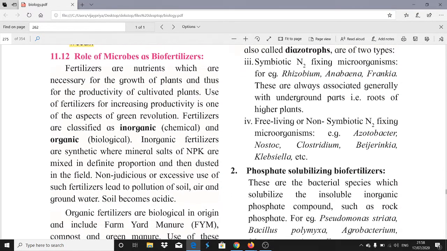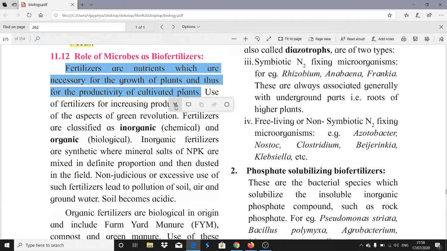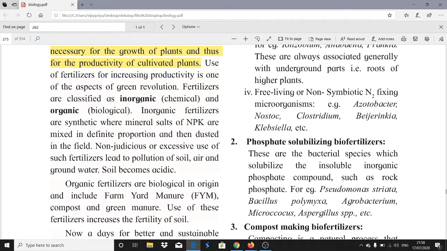Now, the role of microbes as biofertilizers. See, here we are talking about biofertilizers, not chemical fertilizers. Fertilizers are nutrients which are necessary for the growth of plants. We all know fertilizers are used for better growth of the plant and thus for the productivity of cultivated plants. Use of fertilizer for increasing productivity is one of the aspects of the green revolution. So by using these fertilizers, the productivity of the plants can be increased.